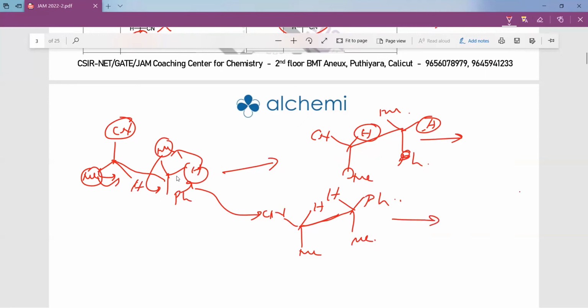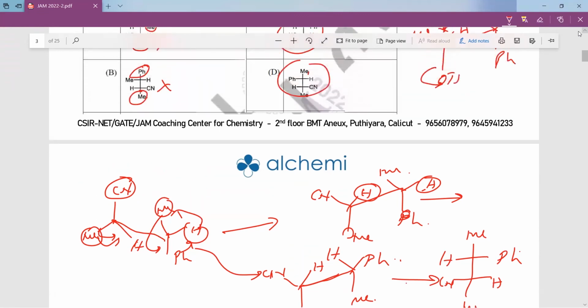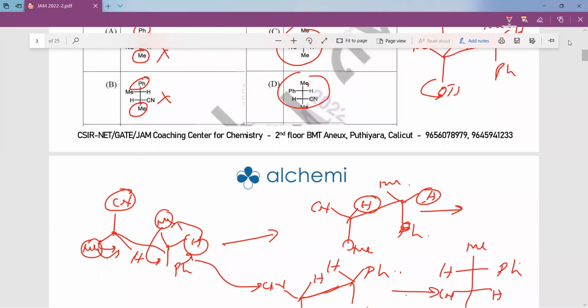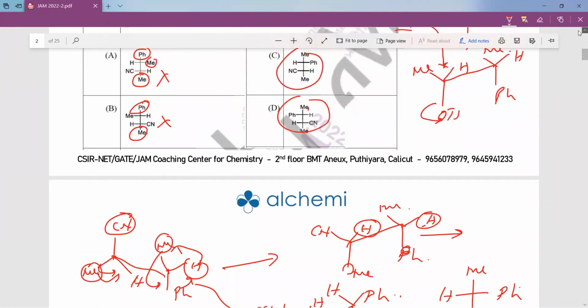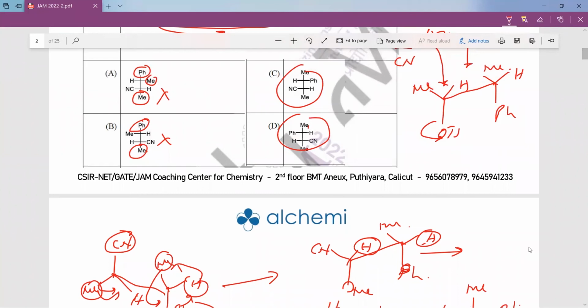So this is what we will get. If we convert this to Fischer, we will get the product like this: Me and Me here, top and bottom, and H and Ph on the same side, CN and H on the same side. So if we look at the options, you can say CN and H on the same side. So option C is the right answer. You will get option C.